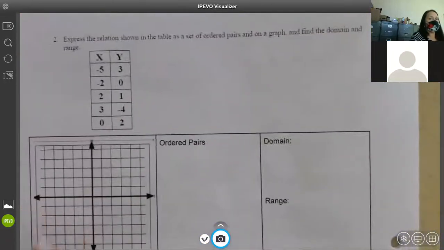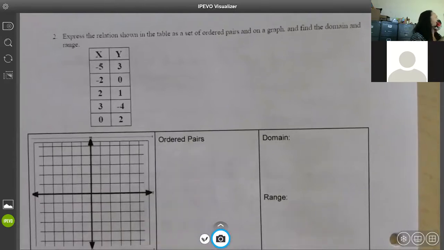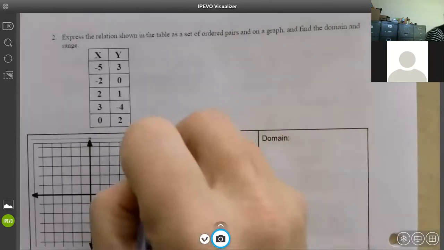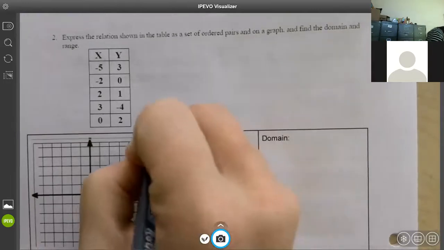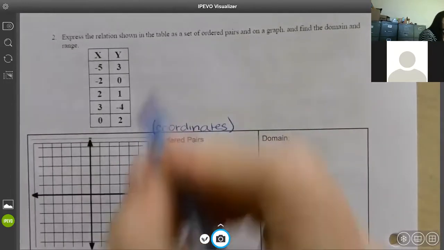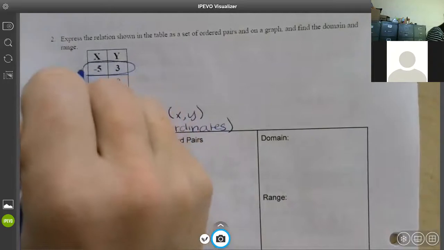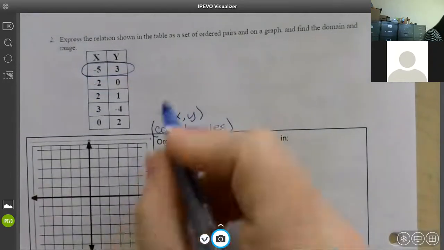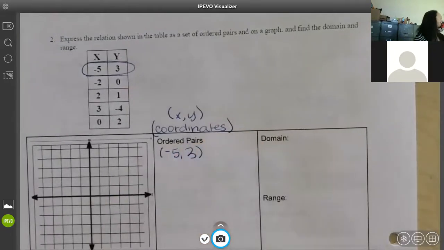Now they give us a table and they tell us to do all the same things, except we're going to write an ordered pair. Ordered pair is listing the points with parentheses. Okay, so I'm going to start with that. Ordered pairs is just your coordinates. And remember, our coordinate is x, comma, y in parentheses. Okay, so real easy. As you read your table, your coordinate is on the left and right side. So there's your coordinate right there. So your first ordered pair is -5, 3. That's it.